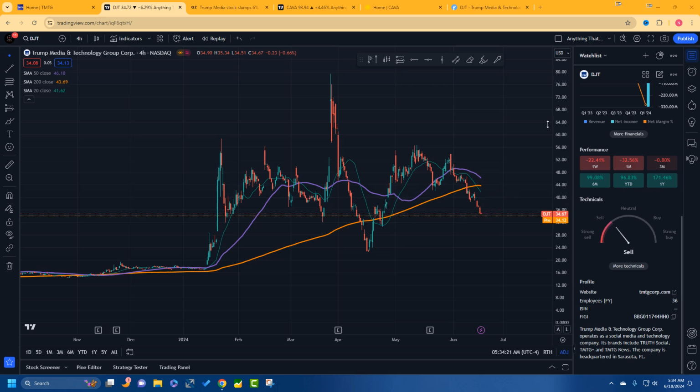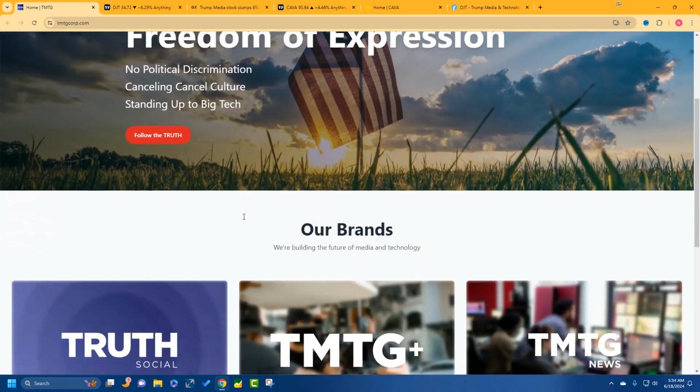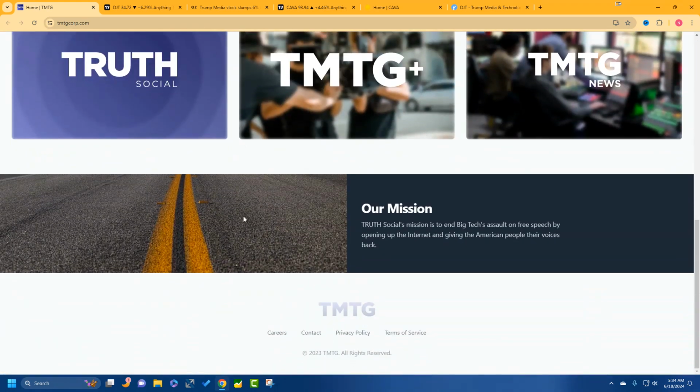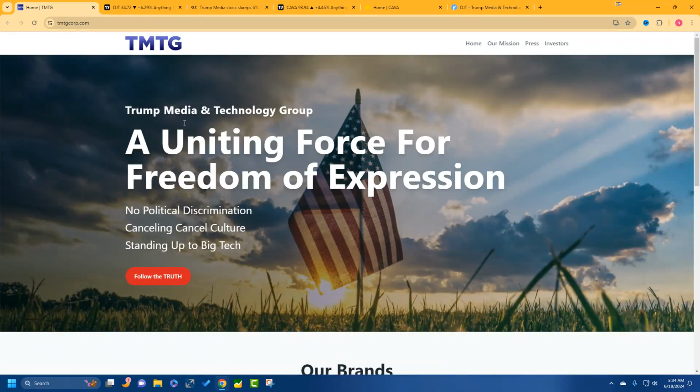And now we're going into this area again. So I said, let me show you this area in case we catch some support again. Okay, we may. I don't know if we will. By the way, this is the website for everyone who's never seen the Trump website for Truth Social. Trump Media and Technology Group, a uniting force for freedom of expression, no political discrimination, canceling culture, and standing up to big tech. Truth Social. I didn't see that, so I said, let me just make sure everyone sees that little website. I like sharing the websites.